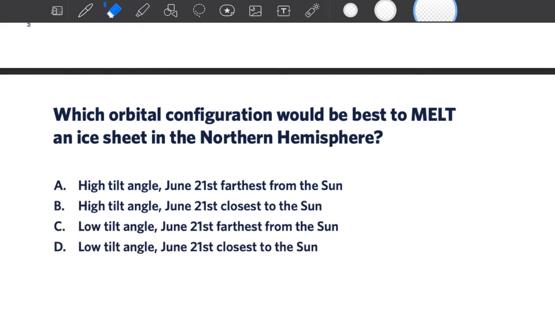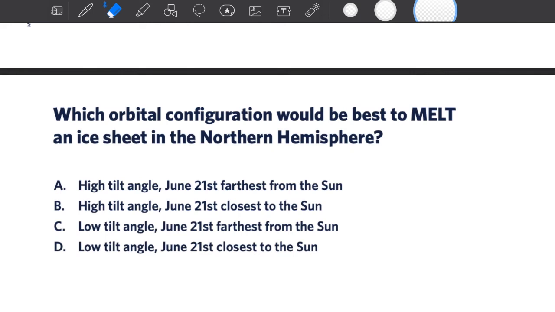Now we have another question for you. Which orbital configuration would be the best to melt an ice sheet in the northern hemisphere? This particular thing is already explained. I want the answer from your side. So pause the video and give me the answer in the comment section.